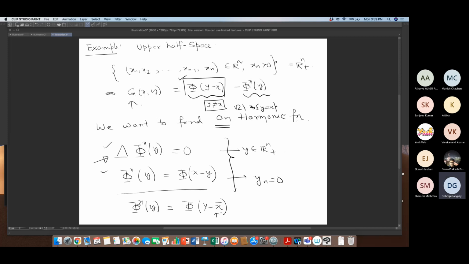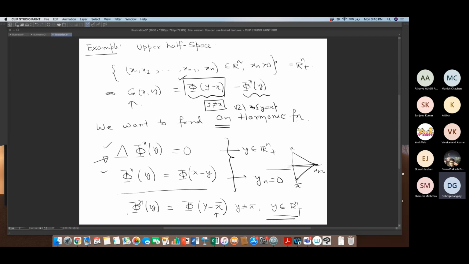What is x bar? It's a reflection, and this x bar, y is never equal to x bar when y is in the upper half space, because x bar is some point which is here, below the plane x_n equal to 0. This is x. So I take the reflection with respect to this plane x_n equal to 0. You understand? And you see that phi of y minus x bar, y is never equal to x bar for y in R^n_+, because this x bar is not in R^n_+, right?